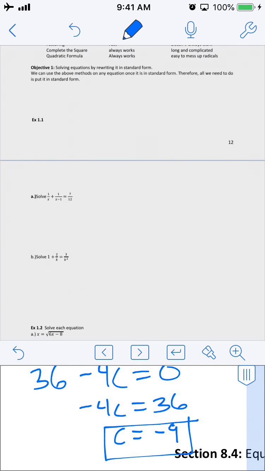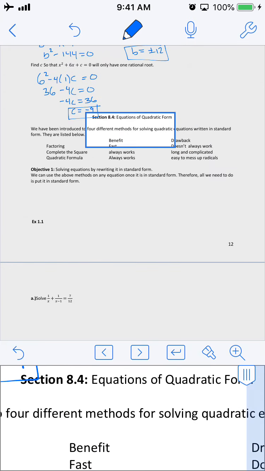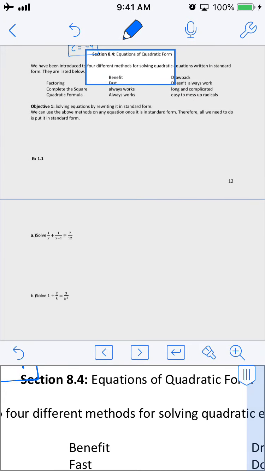Alright, welcome to 8.4, Equations of Quadratic Form. Sounds super complicated. It's not that bad. So, we're dealing with quadratic equations in this chapter, but now we're extending this idea. We've been dealing with quadratic equations since chapter 5. So, instead, we're going to buff it up to higher things.